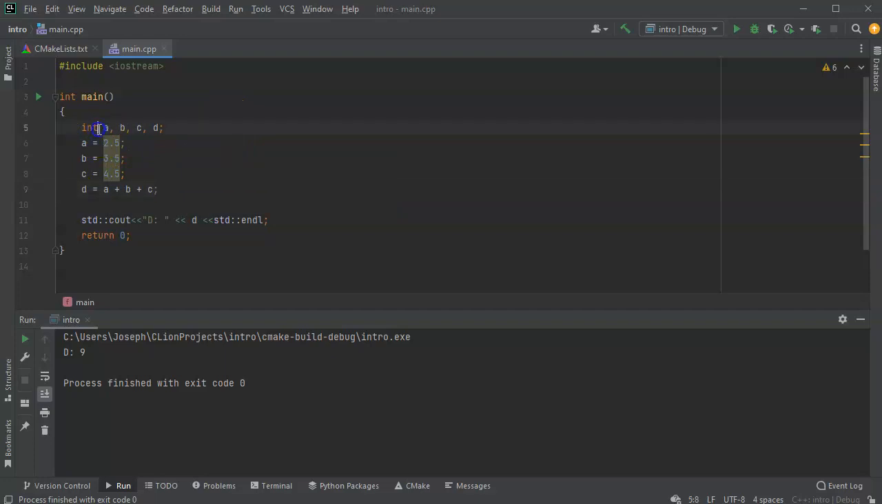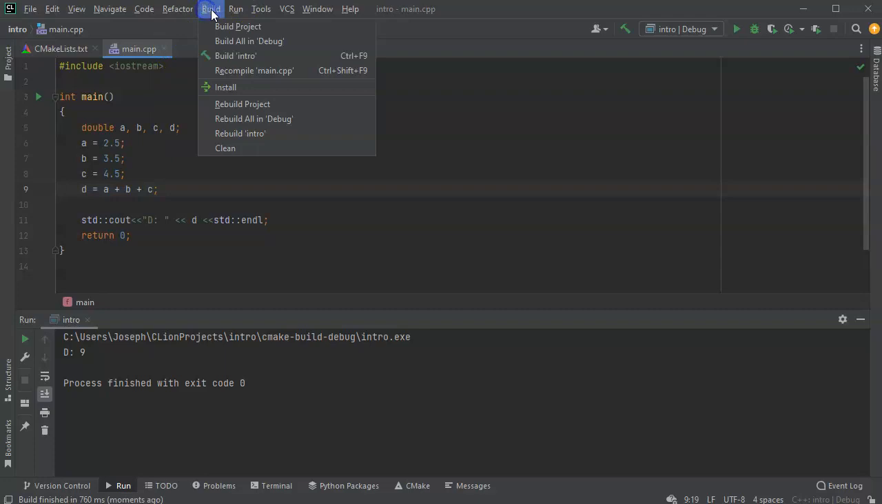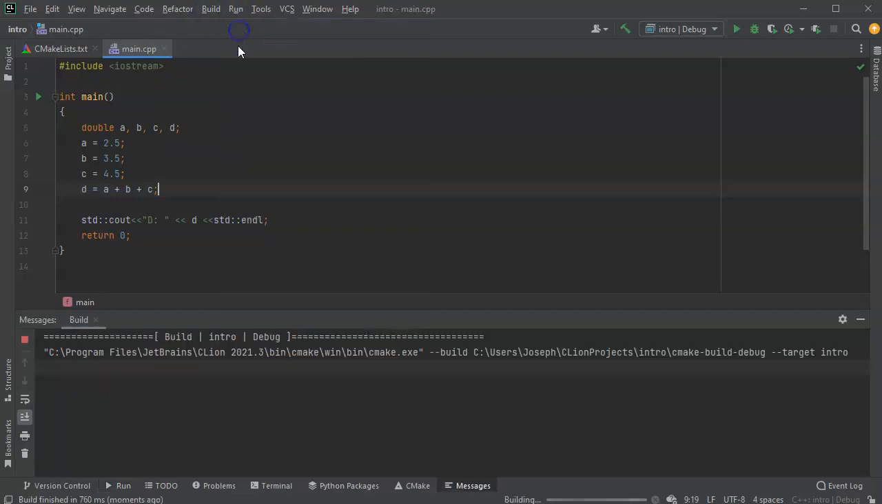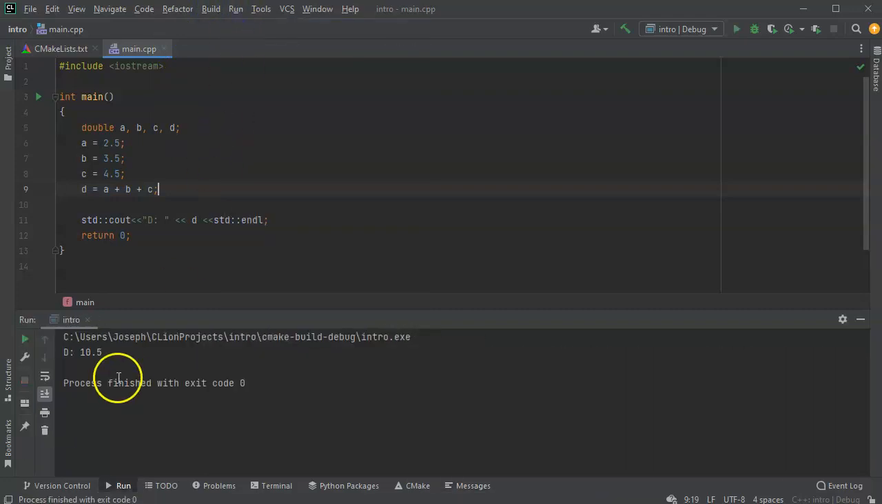If I were to change them to floating points with a double, then it would keep track of these. And so it would be, instead of 9, it would be 10 and a half. So you can see 10.5 right there. So you can see it's keeping all these things in here. So this is how you do basic arithmetic with integers and floating point numbers.